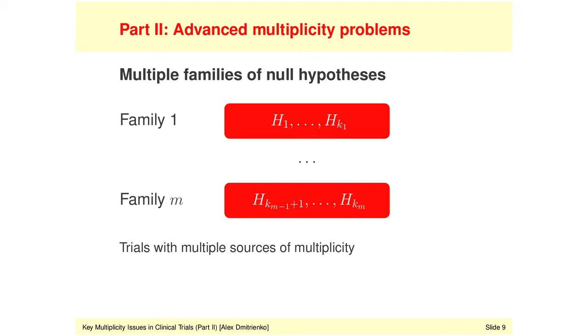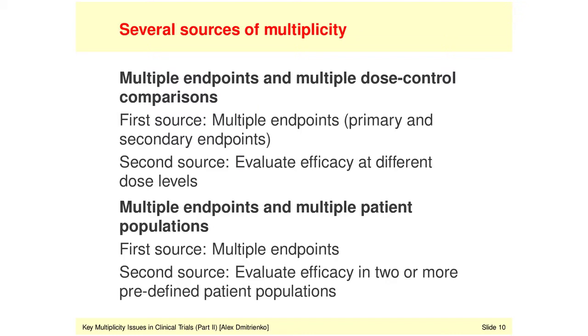Each family in the sequence, except for the last family of course, serves as a gatekeeper for the next family, meaning that certain conditions must be met within the current family to pass the gatekeeper and move on to the next family of hypotheses. Two examples of settings with several sources of multiplicity are given on this slide.